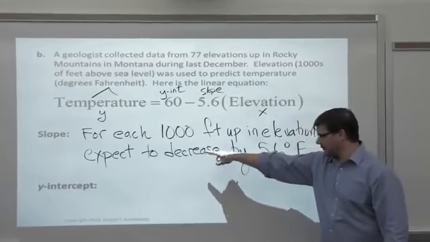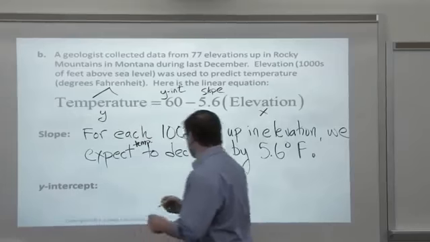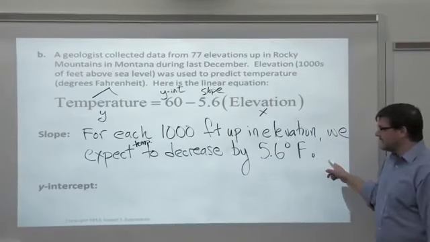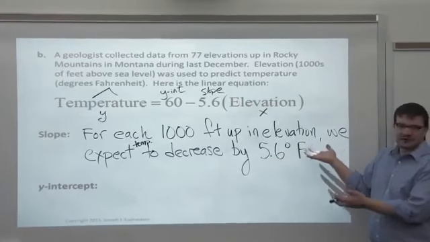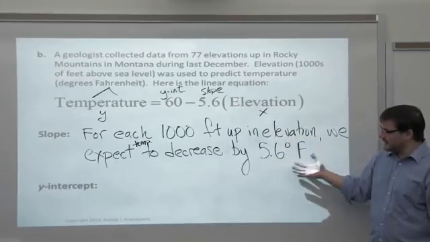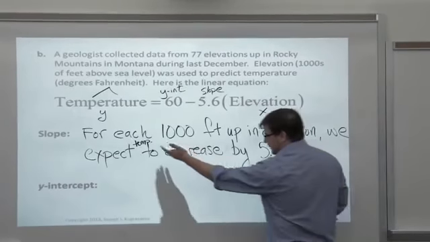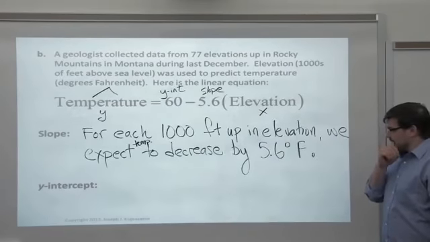For each 1,000 feet we go up in elevation, we expect temperature to decrease by 5.6 degrees Fahrenheit. Here's a little hint: read what you've written before you turn it in. We're interpreting these numbers. They need to make sense for others to read them. So I see we need the word temperature so that it sounds good and makes sense. Okay, so that's the slope.